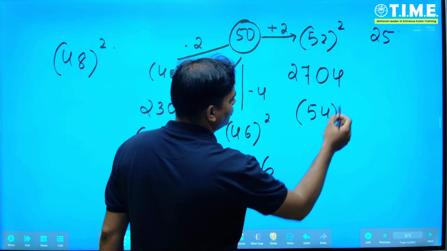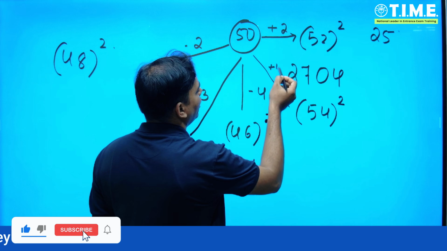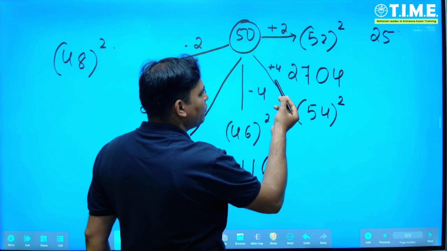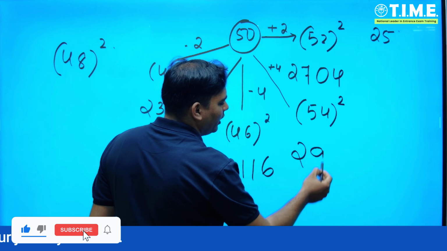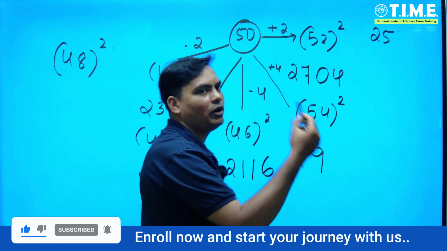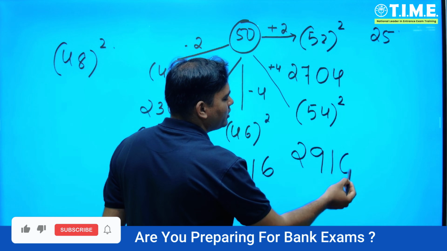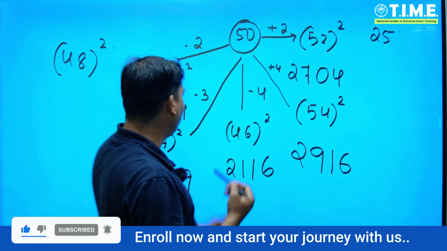Got it? Now, if I go with the next number, suppose I ask you 54 square. What is 54 square? Now, 54 is how much more than 50? 4 more than 50. Now, I will add that 25 with this 4. 25 plus 4 is nothing but 29. That 4 square will be 16. My answer will be 2916 here.